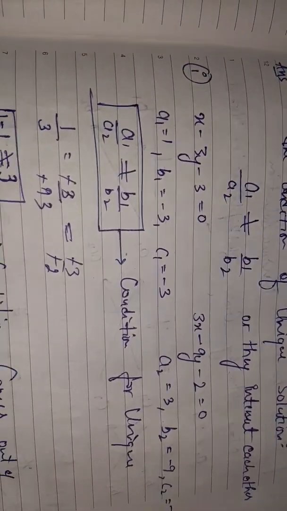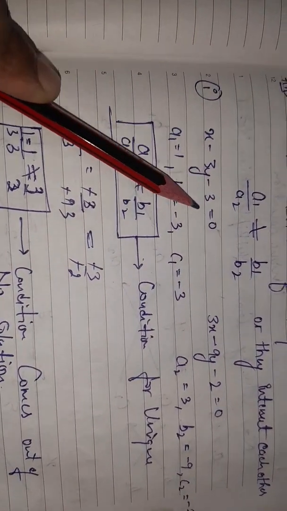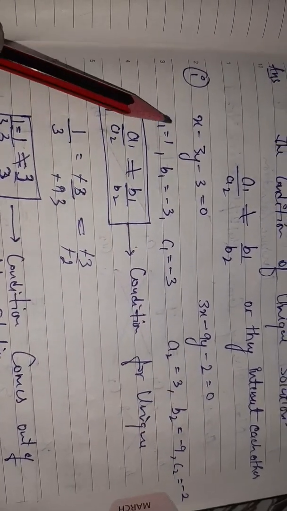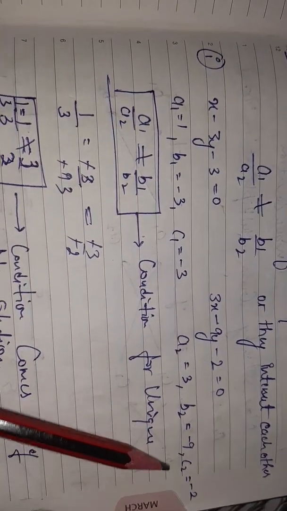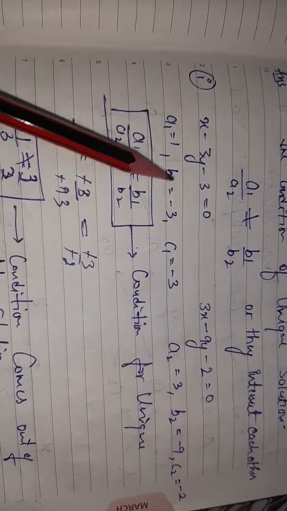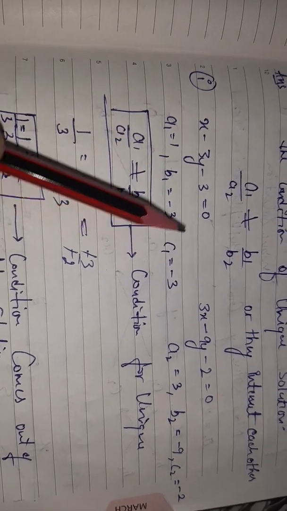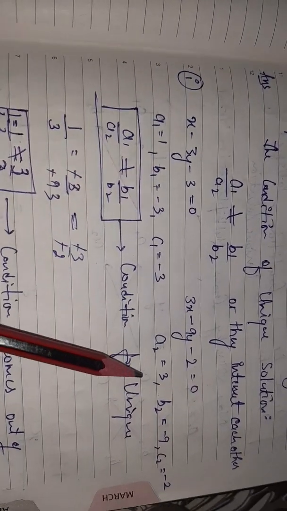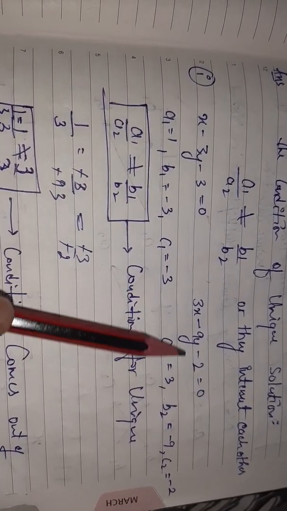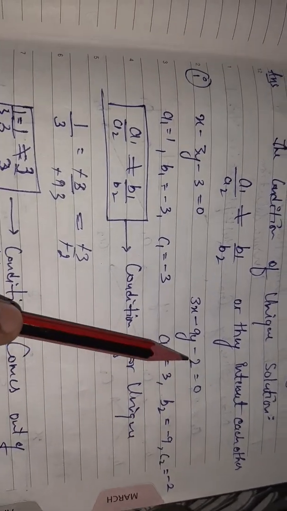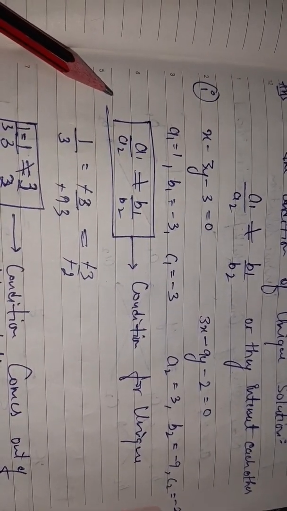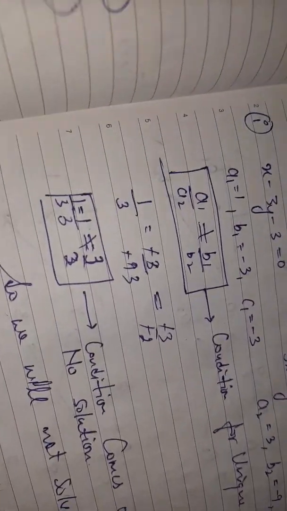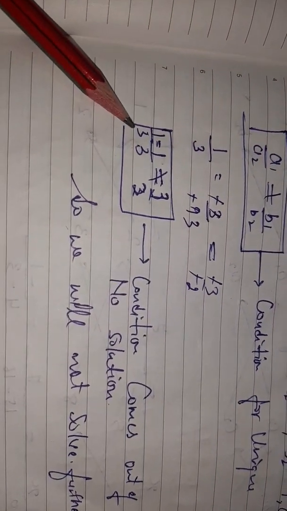Come to question number 1 now. x minus 3y minus 3 is equal to 0 and 3x minus 9y minus 2 is equal to 0. What we will do? We will take out a1, b1, c1, a2, b2, c2. a1 is 1, b1 is minus 3, c1 is minus 3, a2 is 3, b2 is minus 9, c2 is minus 2. The condition here for unique is a1 upon a2 is not equal to b1 upon b2. Yes or no? Put the values.